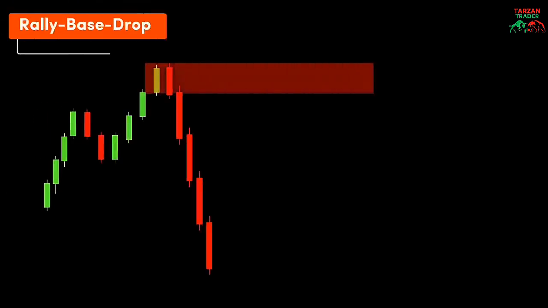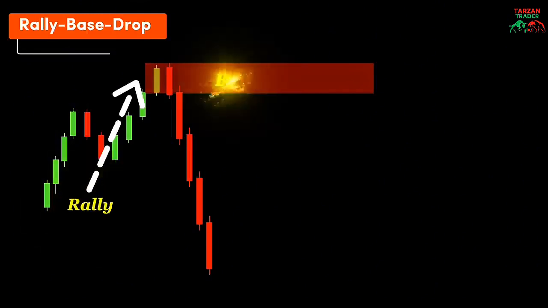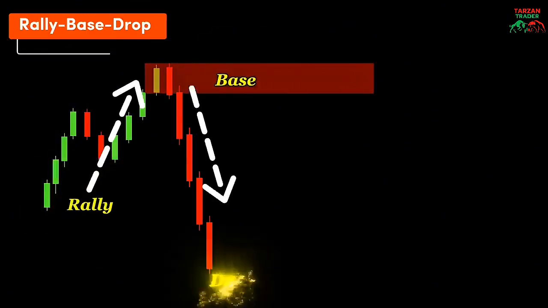Now let's switch to the rally-based drop, a classic bearish reversal pattern. The market rallies upward, hits a base where institutions start selling, and then drops sharply.